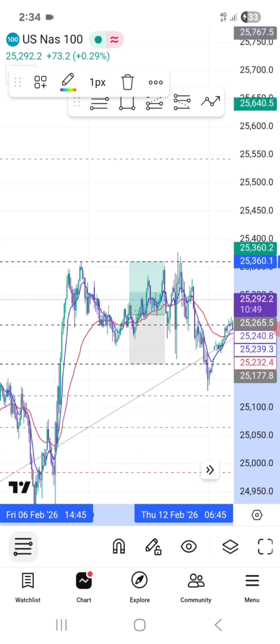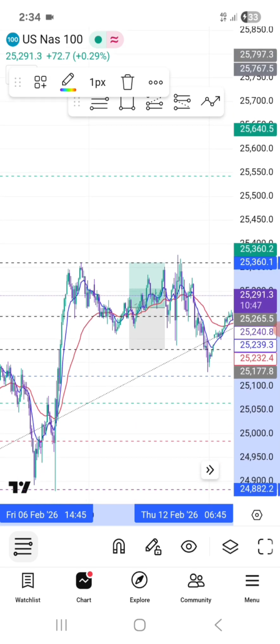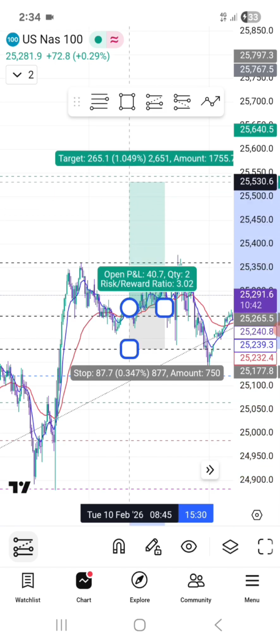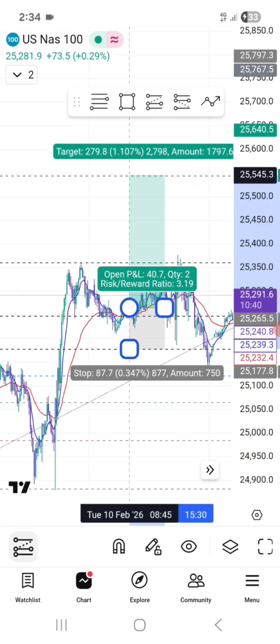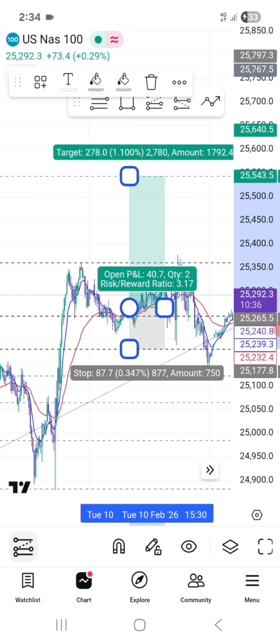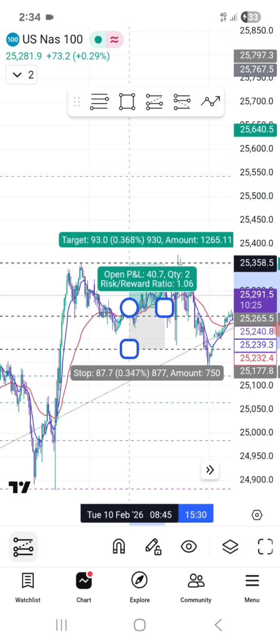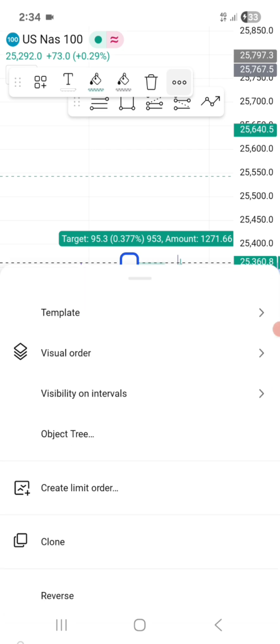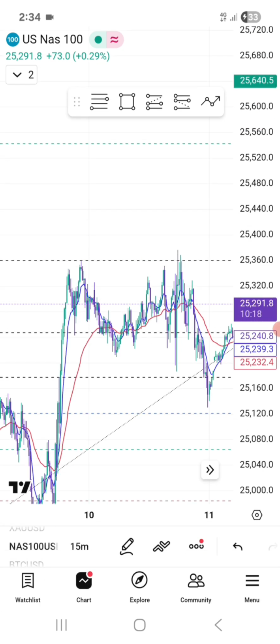So if price had eventually moved to our 38 point extension, it would have been a 1 to 3 risk reward trade. But eventually price went on to test another Fibonacci level, so it was just a 1 to 1 risk reward ratio trade. So this is roughly how we plot Fibonacci.